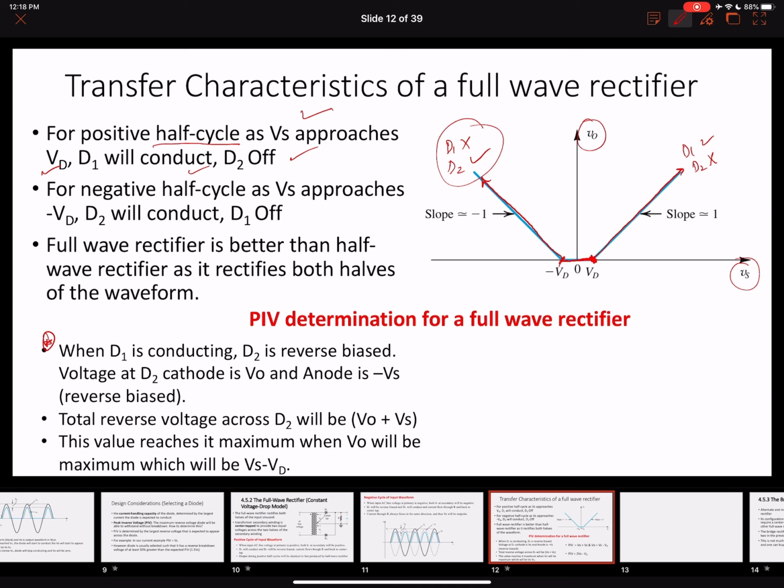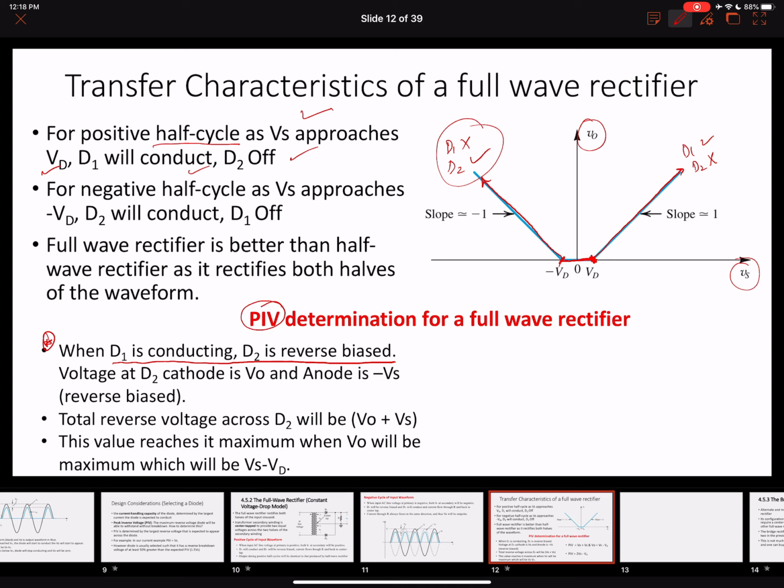Assume that D1 is conducting and D2 is reverse biased. What we are interested in finding is the maximum peak inverse voltage, the peak inverse voltage that will appear across any diode. We want to select a diode with specific values so that it won't enter the breakdown region. So let's determine the peak inverse voltage of these diodes. To determine that, we want to see the maximum inverse voltage that will appear across it when it is reverse biased.